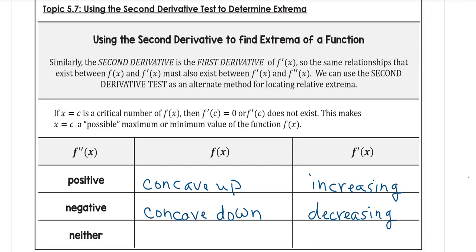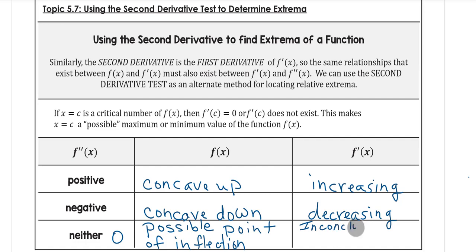And if it's neither positive or negative, which means it's 0, that would be a possible point of inflection, as we saw in an earlier video where we had a 0 for the second derivative, but we didn't have a max or a min. And in this case, this is inconclusive. So it is a possible relative extrema. Okay, so let's put this into play here with some examples.